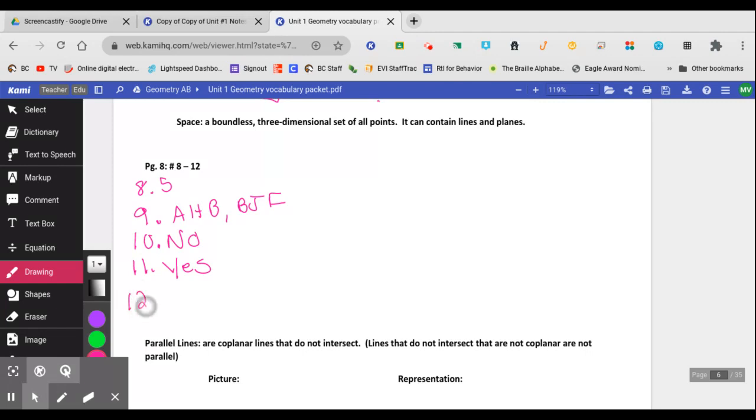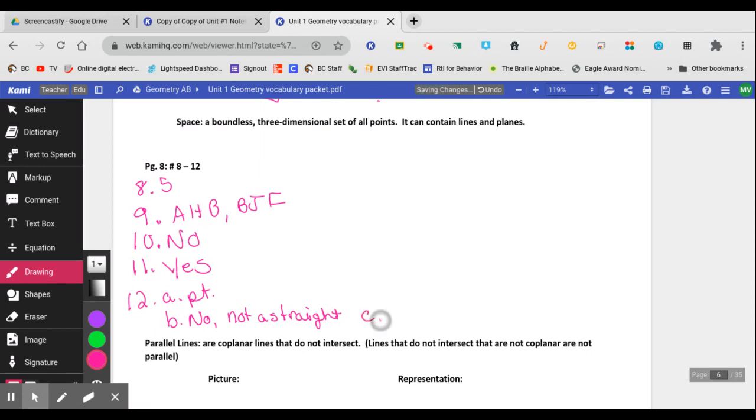So if we look at number 12, part A, what geometric figures are modeled by stars? Stars would be points. B, are stars 1, 2, and 3 collinear? And the answer is no. It's not a straight line. Lines in geometry always have to be straight paths, not curved. And the answer to C is yes, non-collinear points are coplanar.